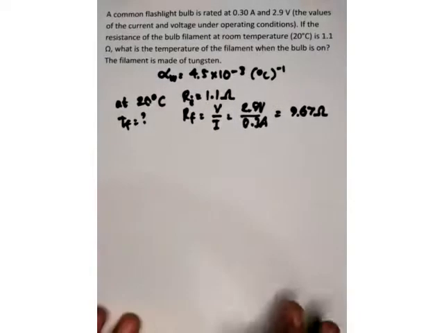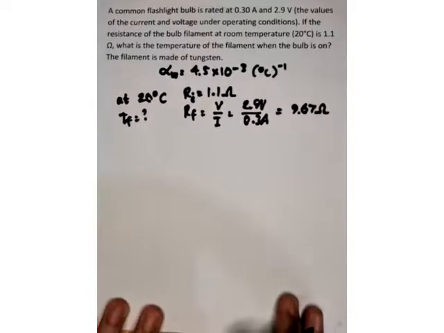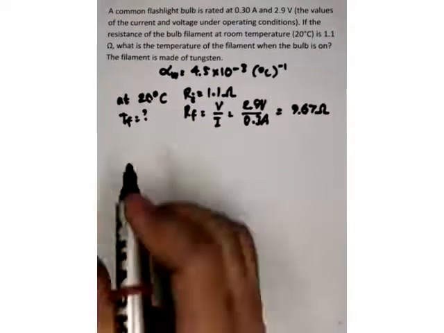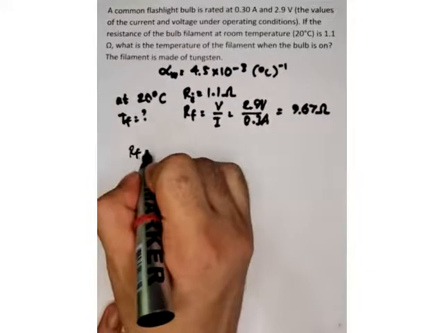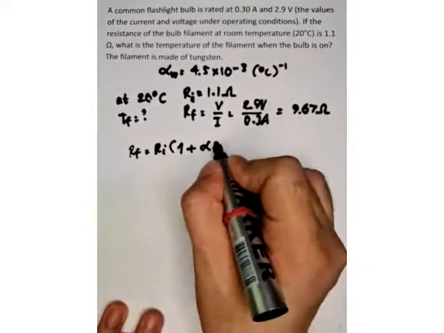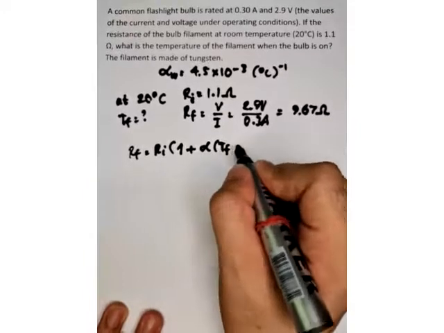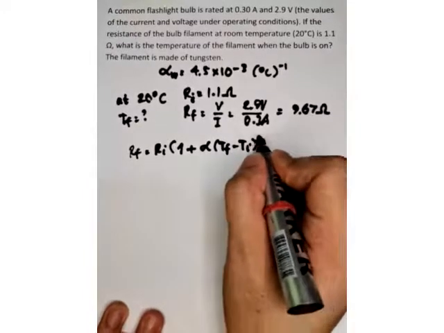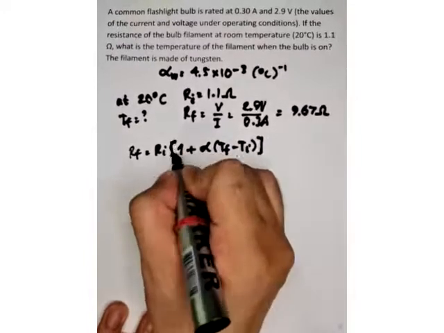Now, if you will get the formula natin in finding the temperature, di ba? Ang R final is equal to R initial times 1 plus alpha times T final minus T initial. Ayan. Okay? So, we're looking for T final.